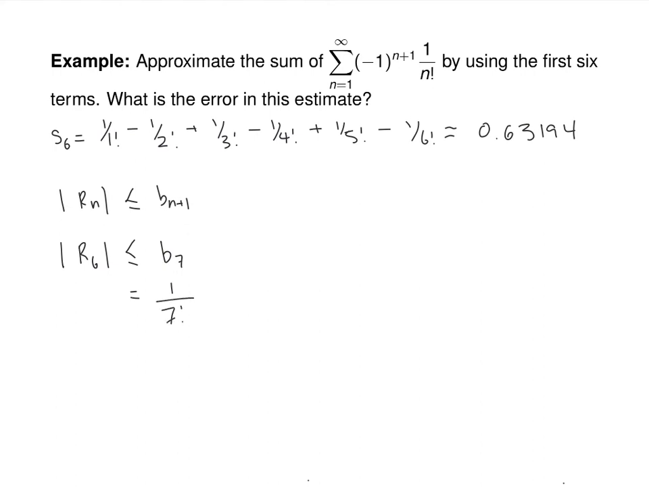And the amazing thing is that by only adding up 6 things, this 1 over 7 factorial is 1 over 5,040, which is about equal to 0.000198. So we only had to add up 6 terms to be within that much. So that's the biggest error we have made using this approximation. I mean, you have 10 terms and you're going to have amazing accuracy here.